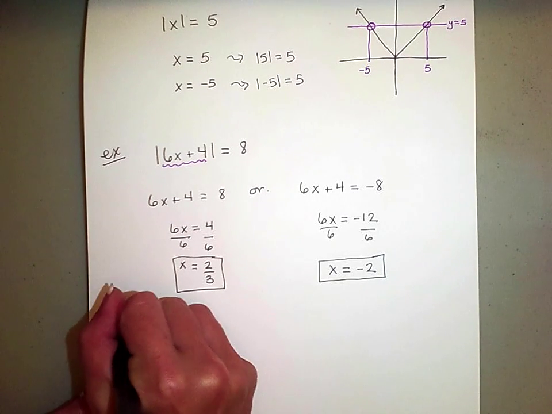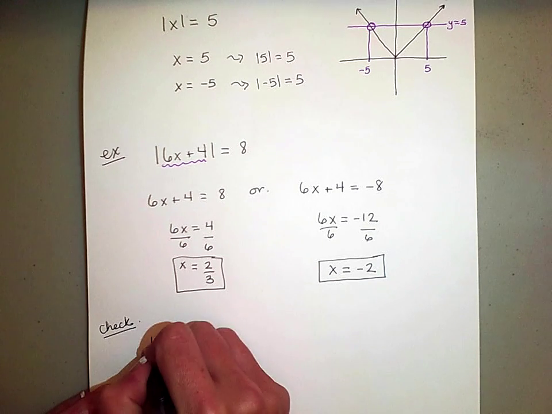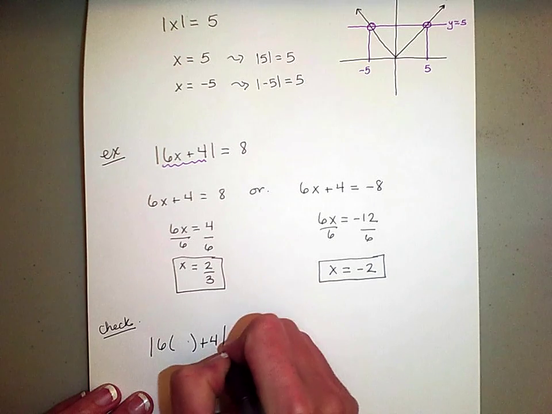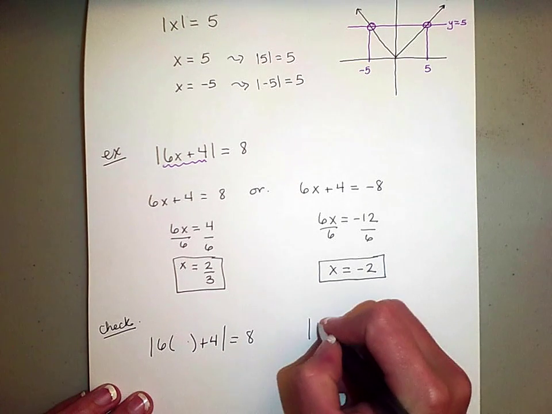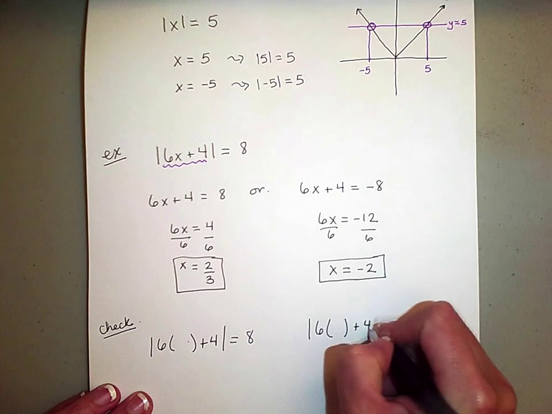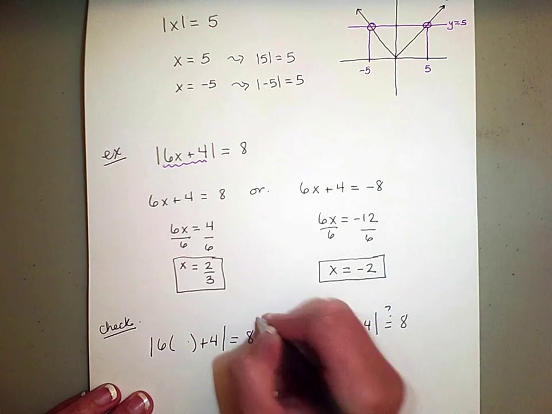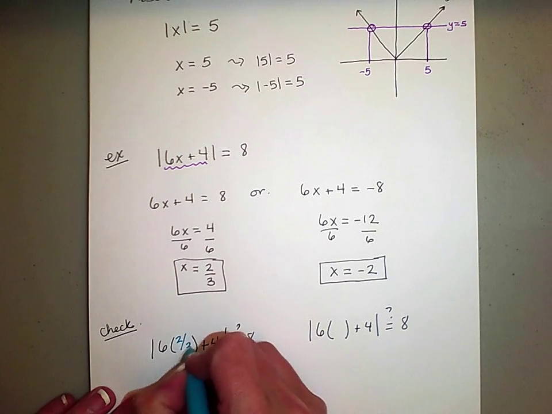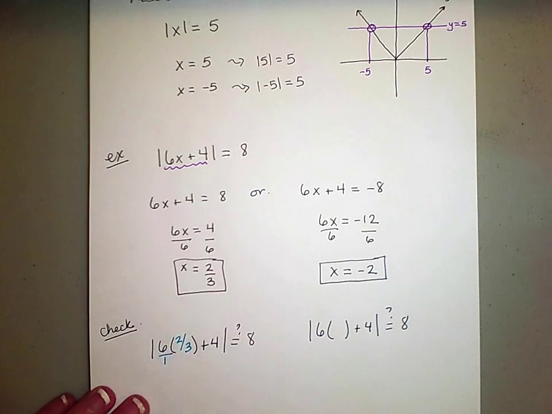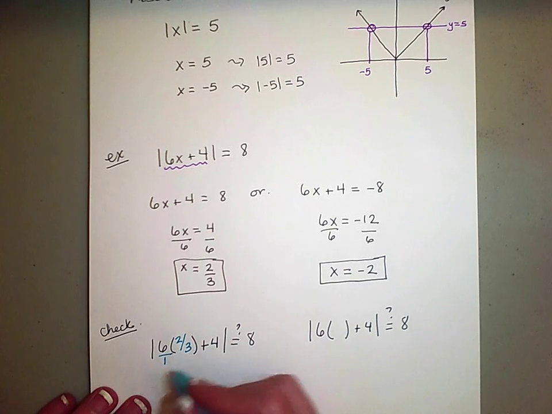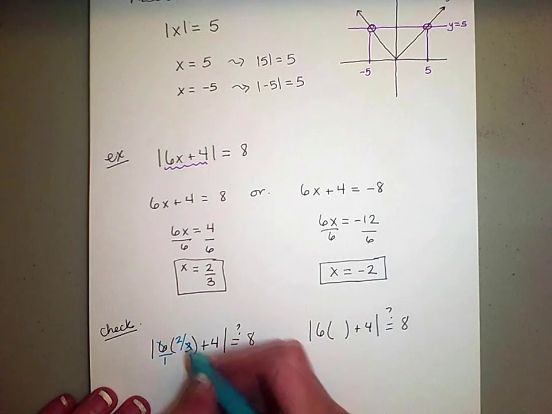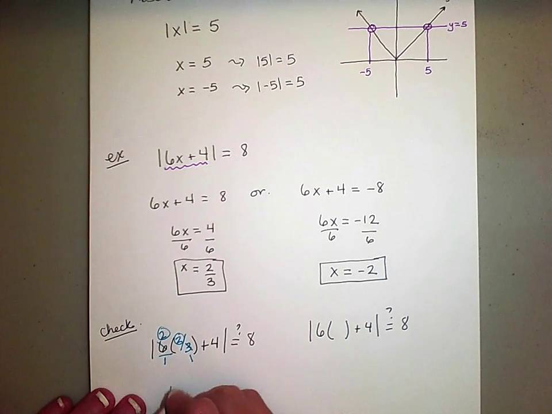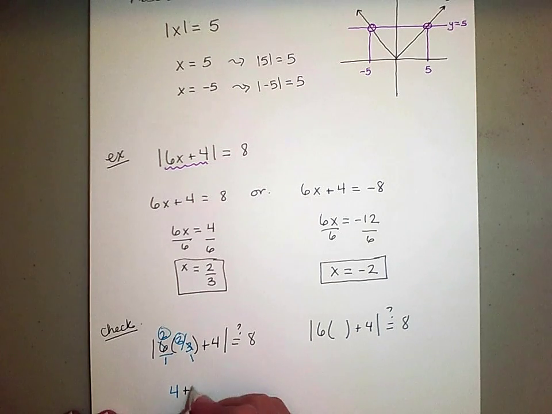Let's do our check. So is it that the absolute value of 6 times our x plus 4 is equal to 8? And I'll prep it over here as well. Okay, so this is what we're asking ourselves. And in this case, we'll check 2/3 first of all. Okay. Remember, this is like 6 over 1. We can do some canceling. 3 goes into itself once, and into 6 2 times. So 2 times 2 is 4, plus 4.